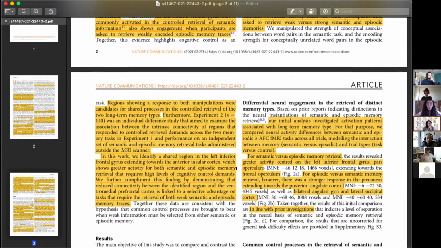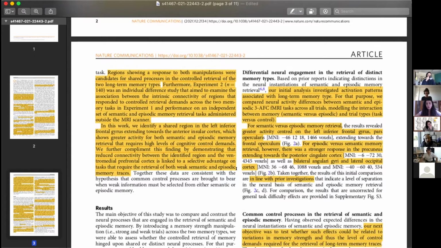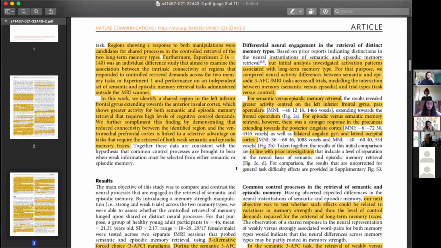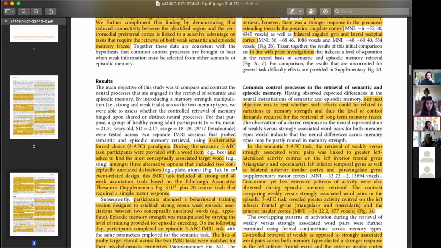While in experiment two, the authors investigated the individual differences in the intrinsic connectivity of regions that they found in experiment one, so that are shared in the controlled retrieval of the memories, and to investigate whether they are connected to other structures and cognitive functions. I'm not going to spoil the results straight away, because I'm going to show you the two experiments.